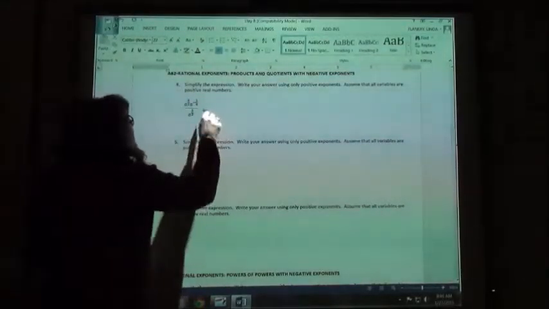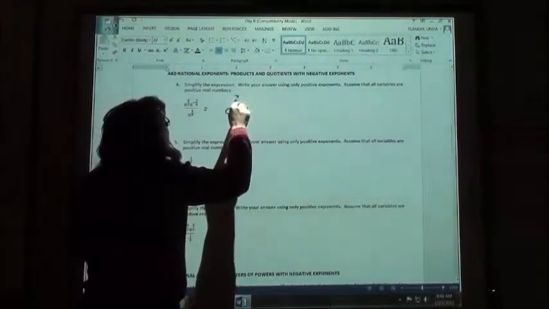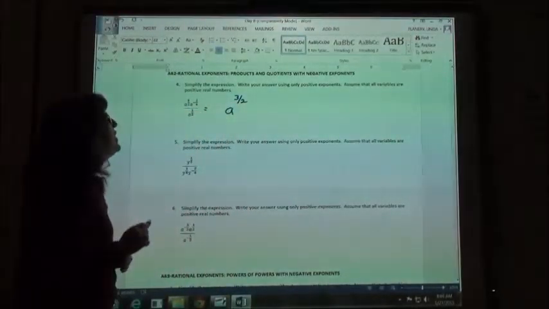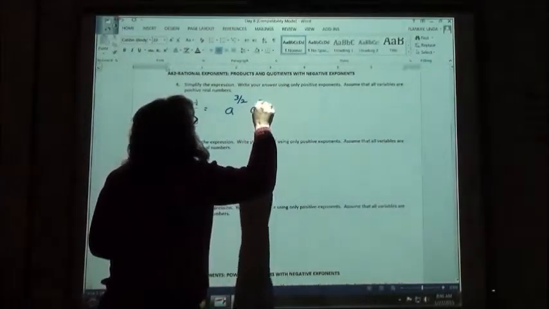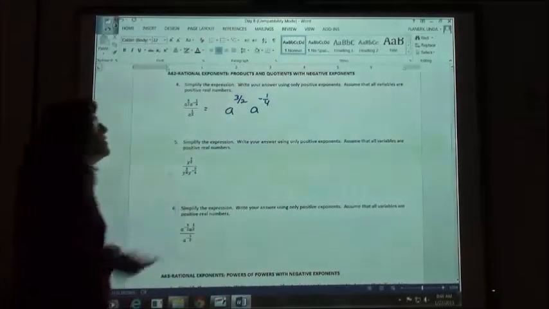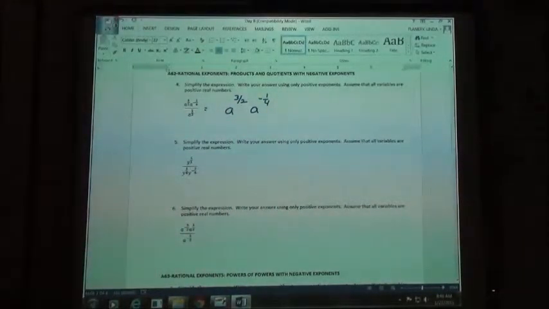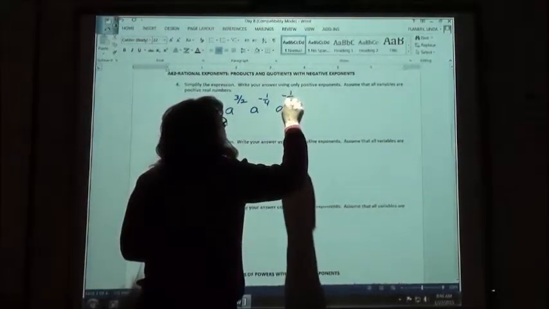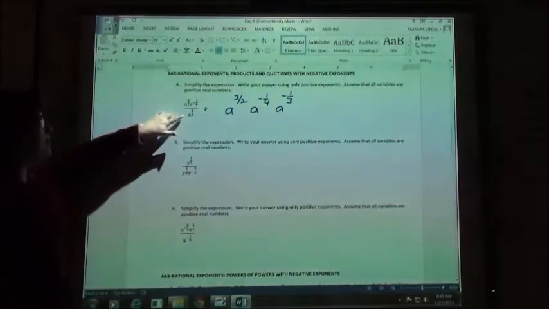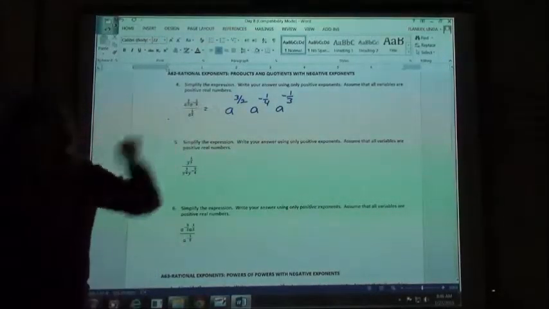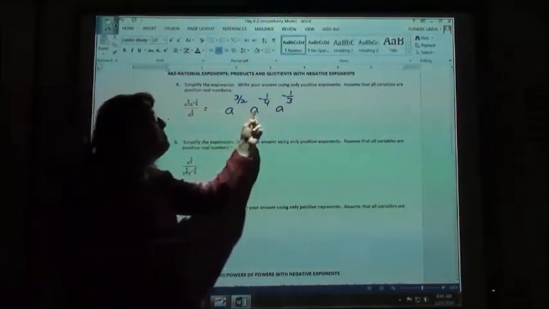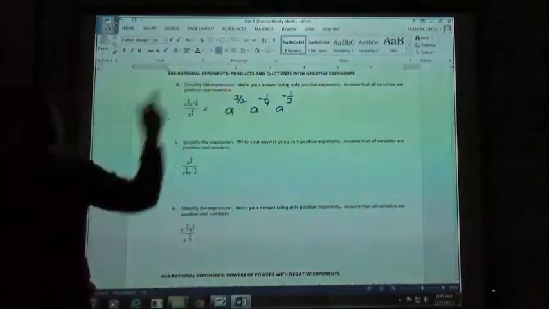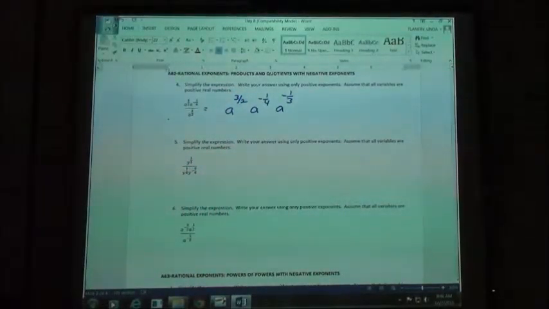So I have a to the 3 halves, which was on top, so I'm leaving it alone. A to the negative 1/4, which again was on top, so I'm leaving it alone. But the bottom one, when I move it up, becomes a to the negative 1/3, since I moved it from the bottom to the top and have to change its sign. Now I have to follow my rule. When I'm multiplying with the same base, my rule is to add my exponents.